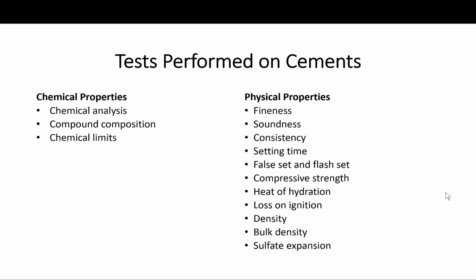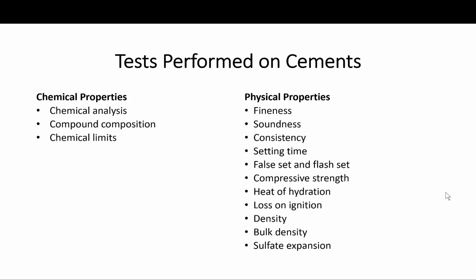These are the tests typically performed on the cement. We have some of the chemical properties, the chemical analysis. If you remember, we talked about it when we discussed the cement types. The standard used ASTM C114, and the compound composition determined by Bogue equations, or the direct method such as the X-ray diffraction, XRD, which I mentioned. And some chemical limits will be established based on the standards.